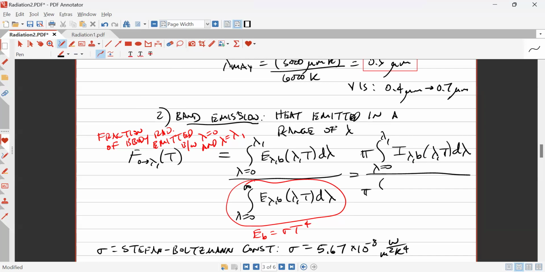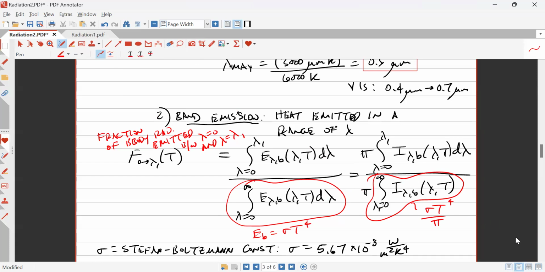And down below here, we have a pi, integral from 0 to infinity, I lambda b d lambda, over t. And so just by comparing these two equations, you can see that in order for the denominators to be the same, they both have to be sigma t to the fourth. That means that if you integrate the blackbody spectral intensity, we must get sigma t to the fourth over pi. So the pi's cancel out. So just a fun fact there.